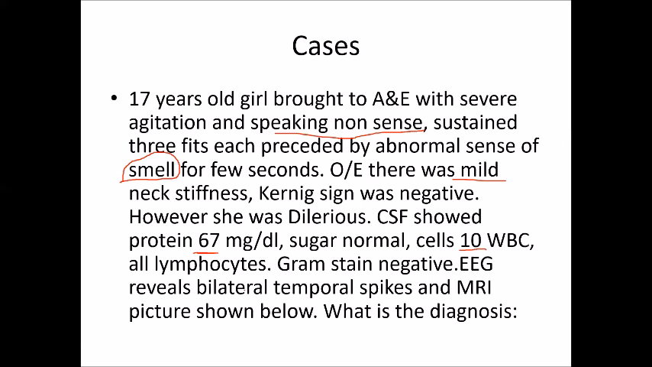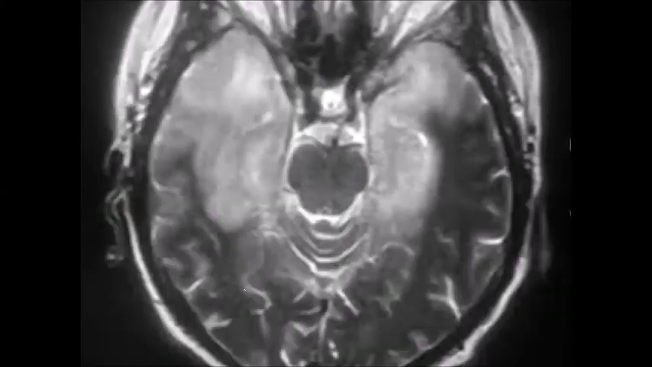And the EEG revealed bilateral temporal spikes, and the MRI picture, you'll see it here. That's the picture of the MRI. You'll see this is the involved area. It is hyperintense, and it's bilateral in the mesial temporal lobe.